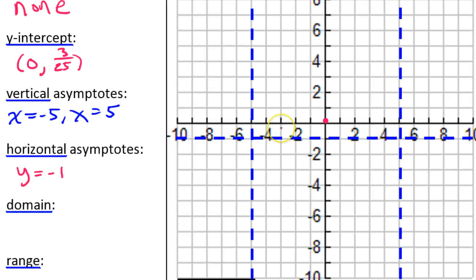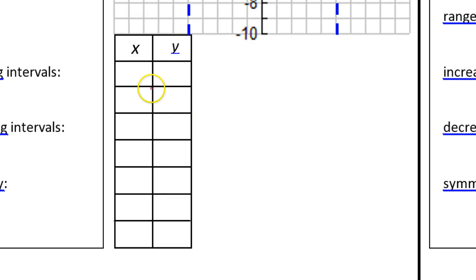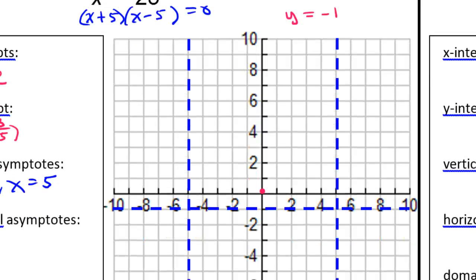Now, before we can answer any more questions, we need to go ahead and plot a bunch of points and see what the graph looks like. So I'm going to record every point that I choose to investigate on my table of values right here. So the first thing I'm going to do, though, is look at my vertical asymptotes.